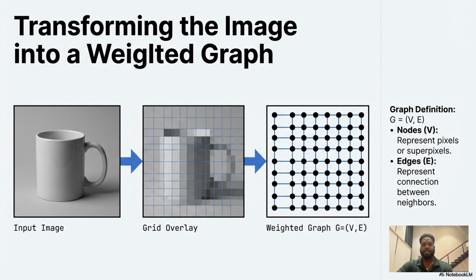So how do you build this network? It's actually pretty intuitive when you break it down. First, every single pixel in the photo becomes a point. We call it a node. Then we draw lines, or edges, to connect the nodes that are close to each other.